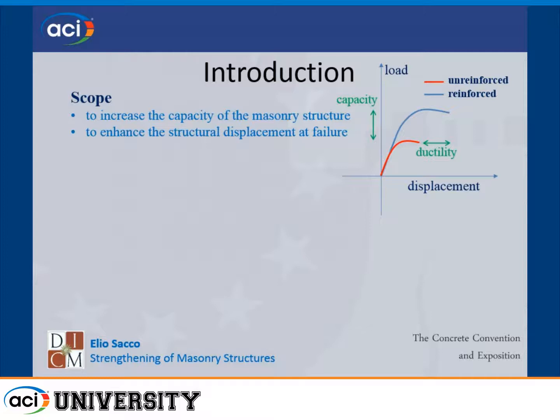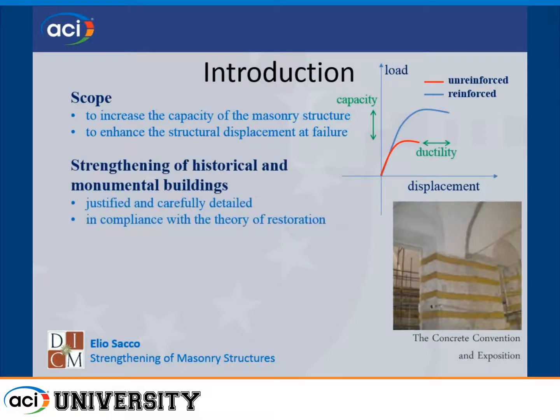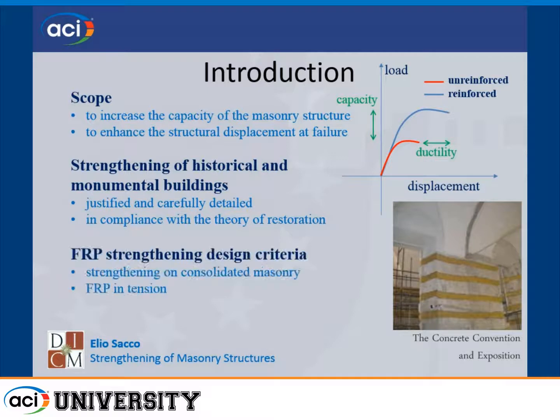The scope of the application of FRP is double. The first is to increase the capacity. The second, when possible, is to increase the ductility. That is very important, of course, in seismic zones. Of course, FRP are also used for strengthening historical and monumental buildings, but in this case, very great attention must be paid because the application must be justified and carefully detailed and should be in compliance with the theory of restoration, more or less.